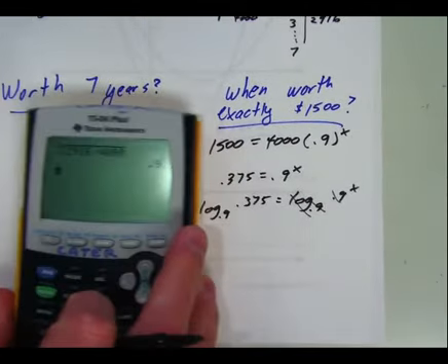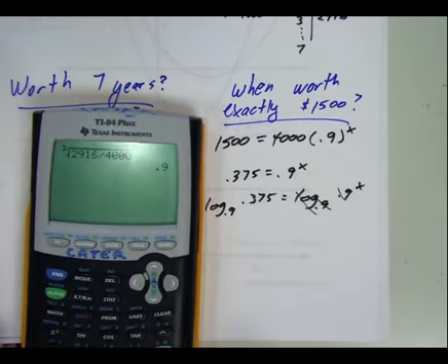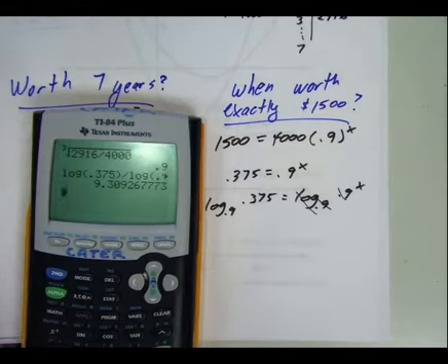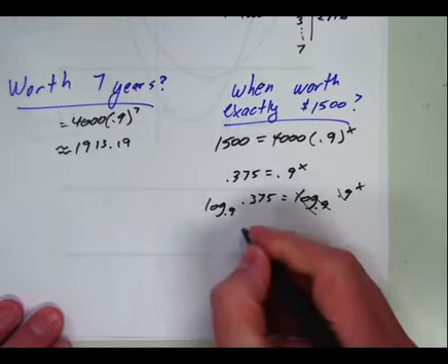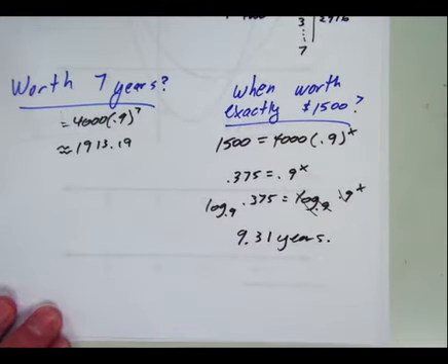Now some of you can type that in. Some of you have to do the change of base and type it in a little bit differently. So what I'll do here is I'll go log of 0.375 divided by log of 0.9, and I get an answer of 9.309. So basically 9.31 years is when it'll be exactly worth $1,500.